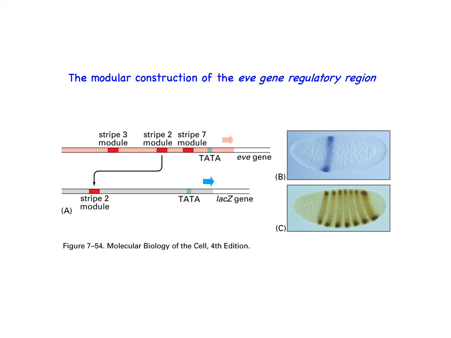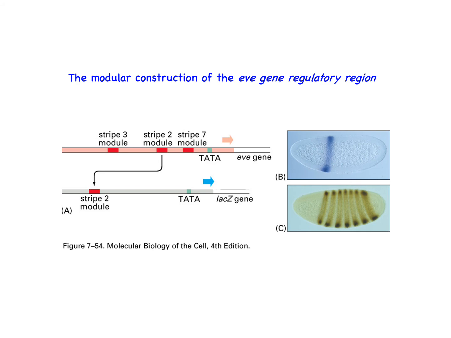Okay, back to the anterior-posterior axis. And again, how do we set up these complex patterns of expression? And so this is an example of expression of one of the pair rule genes. Remember, the pair rule genes are expressed in 7 stripes along the anterior-posterior axis of the embryo, and that's shown in the bottom right-hand figure here, the 7 stripes of the EVE or even skip gene.